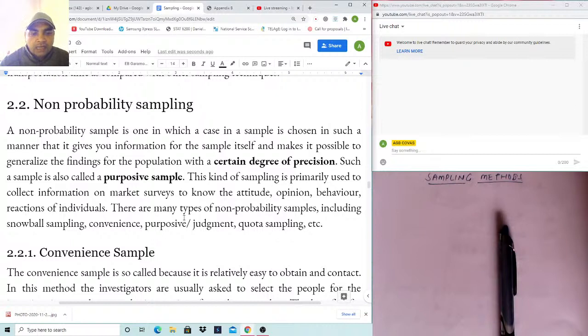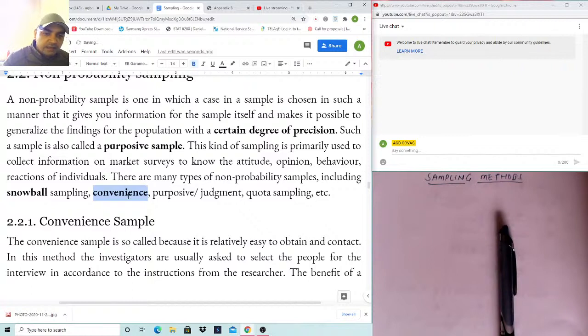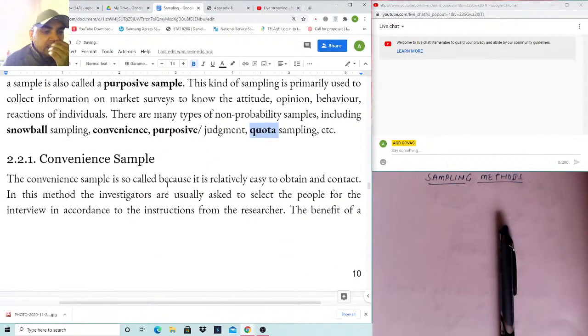Randomly selected samples are more precise as compared to non-probability samples. Then we will see in which conditions we use this. There are many types of non-probability samples, including snowball sampling, then convenience sampling, then purposive or judgment sampling, then quota sampling. We will be studying them one by one.